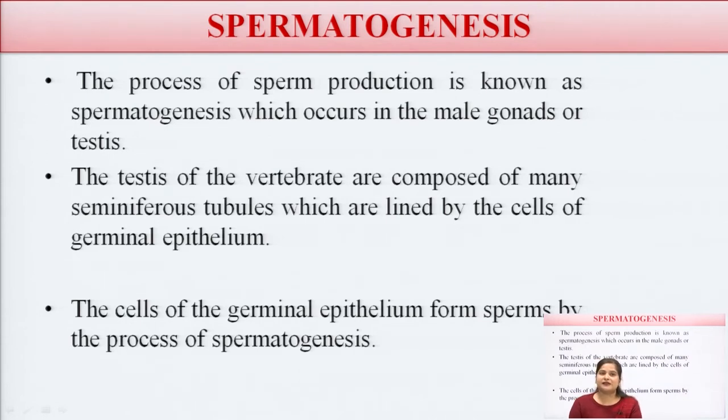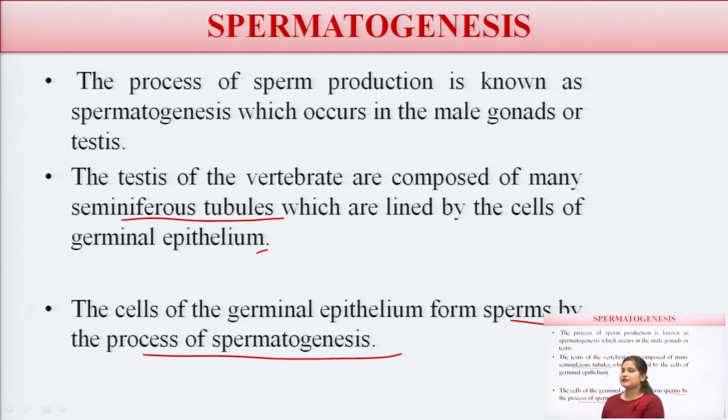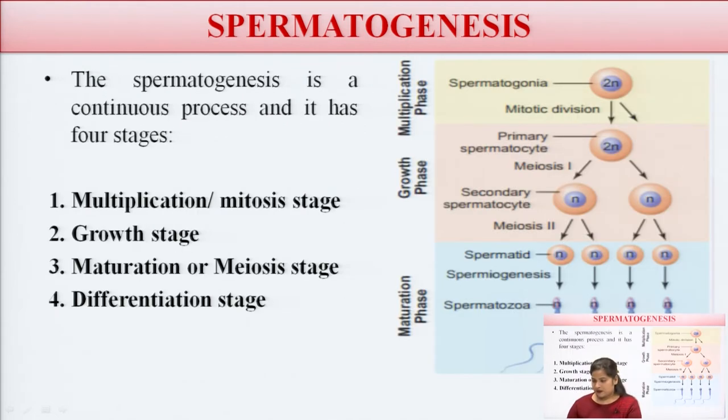In the last lecture we studied the structure of the male reproductive system, where we discussed the structure of the seminiferous tubules. They are made up of the germinal epithelium. The cells of the germinal epithelium form the sperm by the process of spermatogenesis.